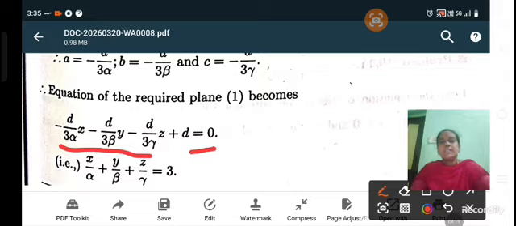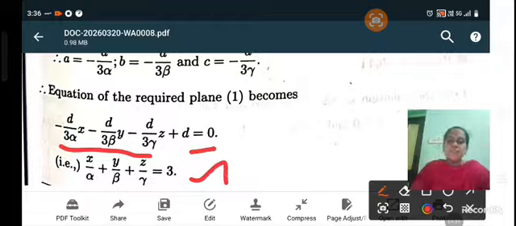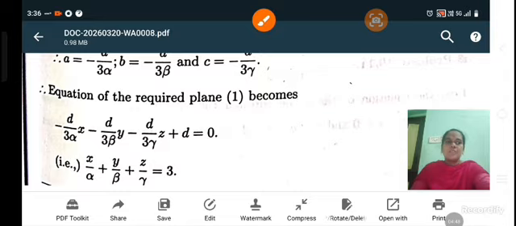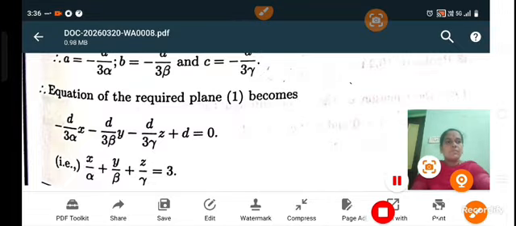Then we get -x/3alpha - y/3beta - z/3gamma + 1 equal to 0. Then multiply by 3. Then we get x/alpha + y/beta + z/gamma, which is equal to 3. Thus, we have proved the equation of the plane is x/alpha + y/beta + z/gamma, which is equal to 3. Proved.